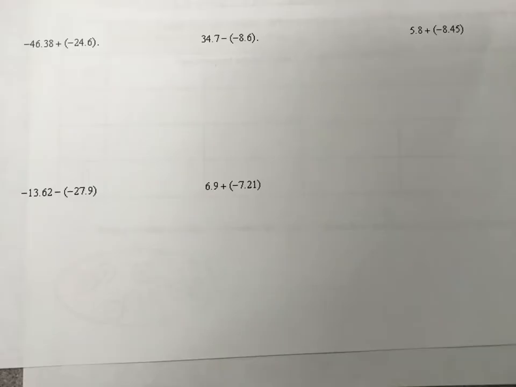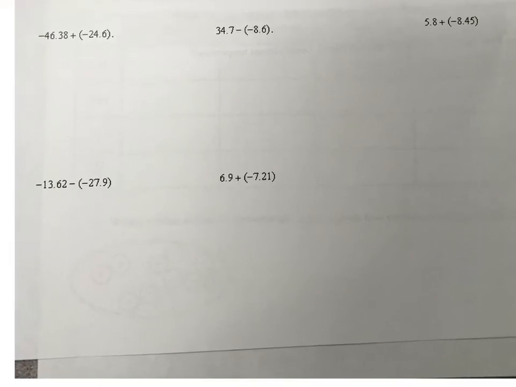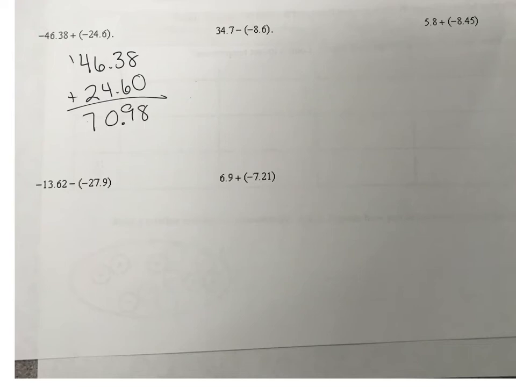Let's finish this. We're almost done. Okay, so we have negative 46 and 38/100ths plus a negative 24 and 6/10. So they're both negative, so we can just add them. But remember, we need to line up that decimal. And I'm going to go ahead and add a 0 there. So we're going to have 8, 9, decimal 0, carry the 1, would make this a 7. And it would be a negative because both numbers are negative.